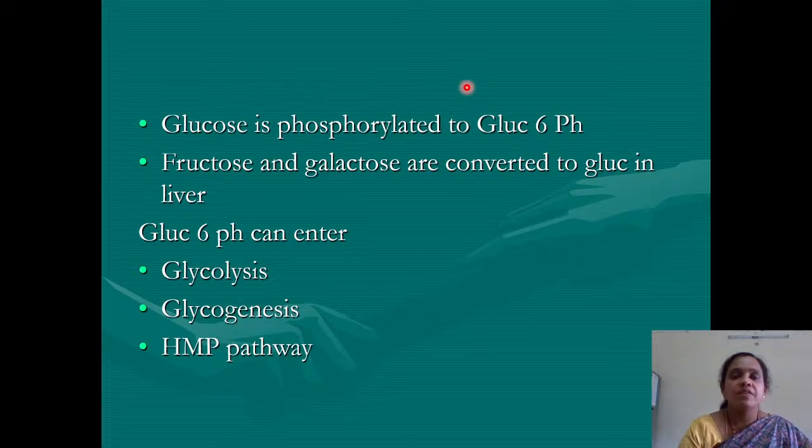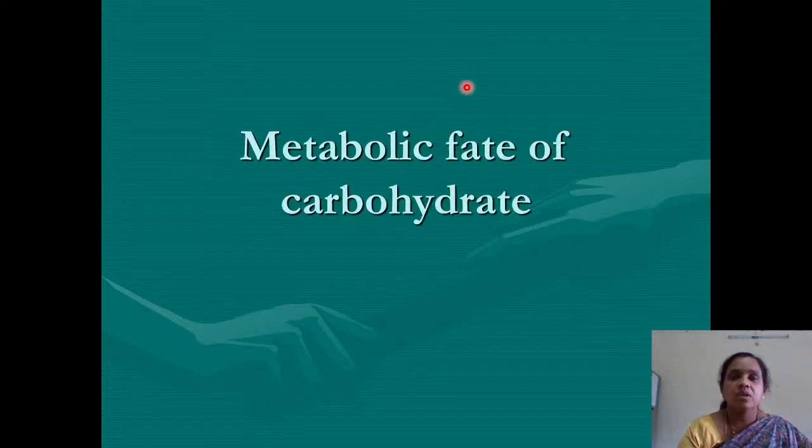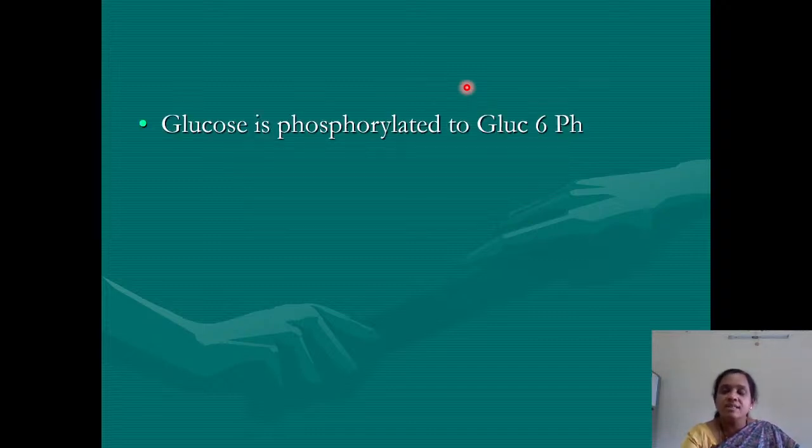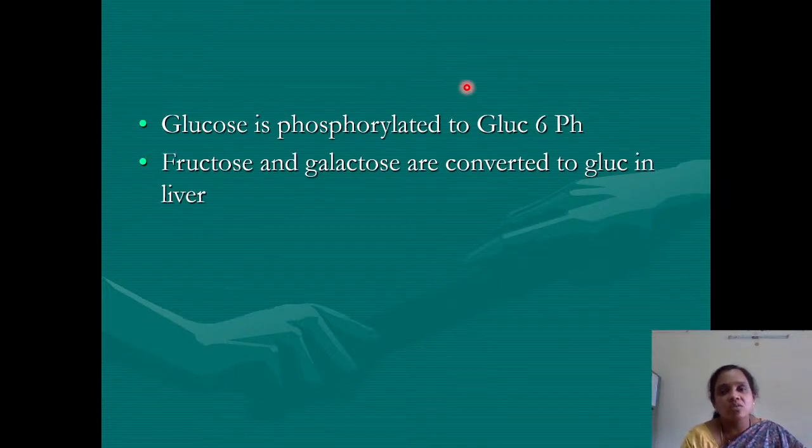Now, we'll see what will be the metabolic fate of any carbohydrate. So finally, what we have seen in digestion and absorption, whatever food we take, even if it is a very complex polysaccharide, what is absorbed into the intestinal epithelial cell is only glucose, galactose and fructose. So glucose, galactose and fructose will enter into the portal circulation. Then once it enters into the cell, the glucose will get phosphorylated to form glucose 6-phosphate. The fructose and galactose also get phosphorylated. Then after a few reactions, they will get converted to glucose in the liver.